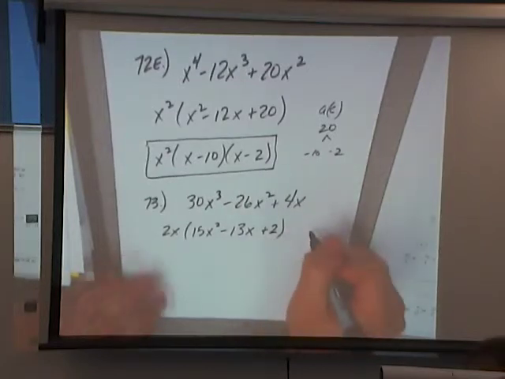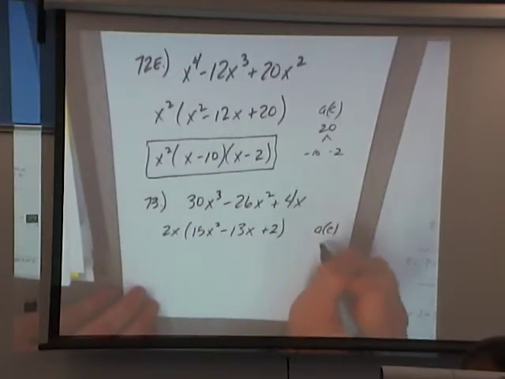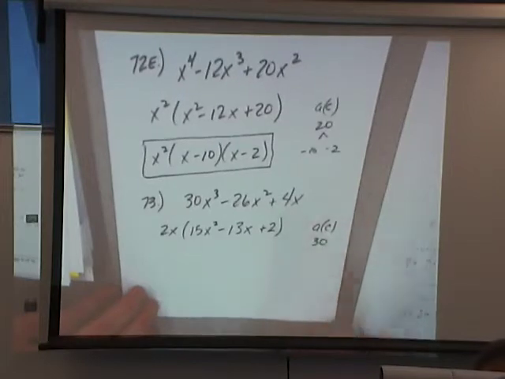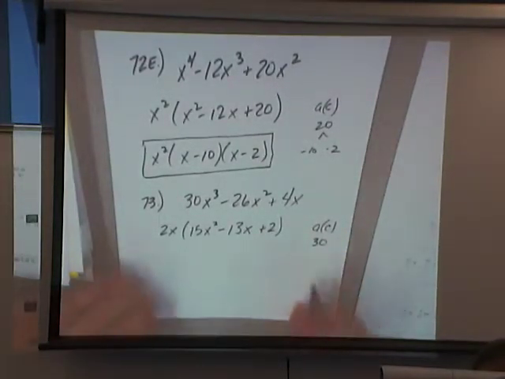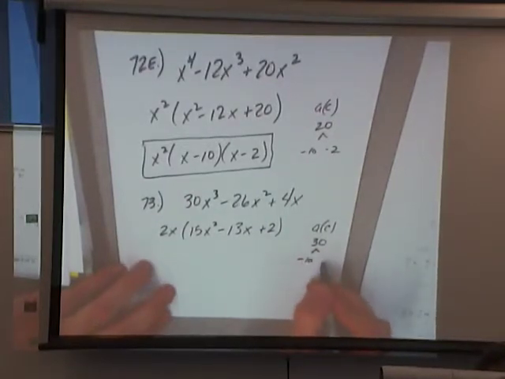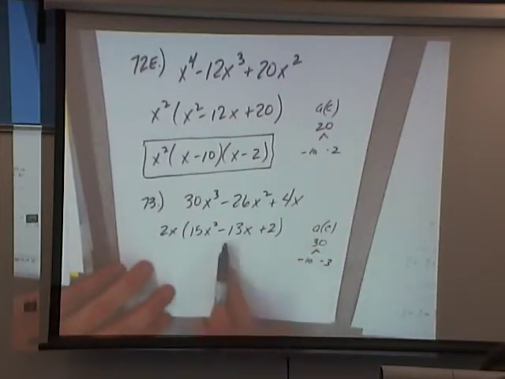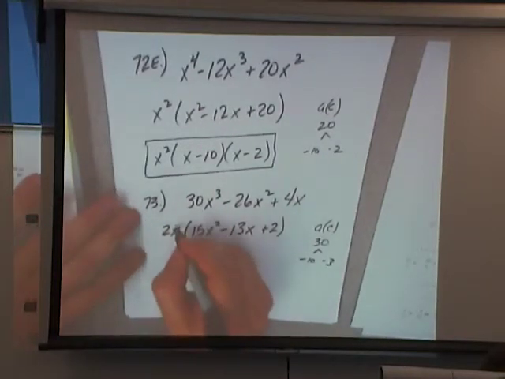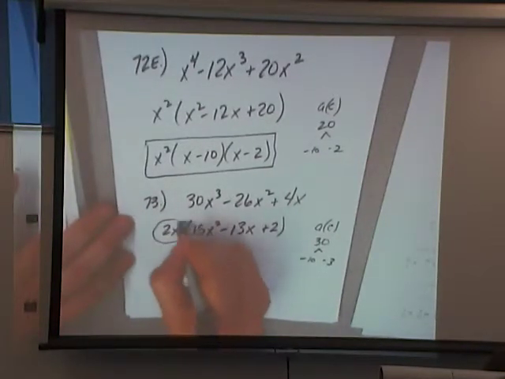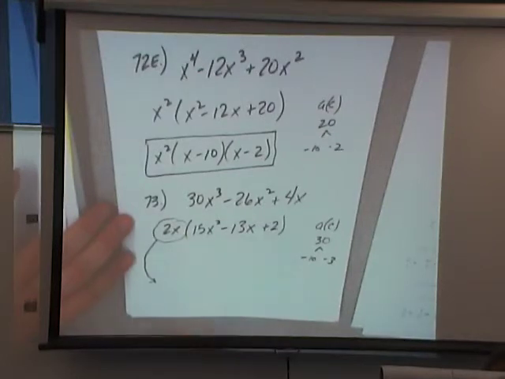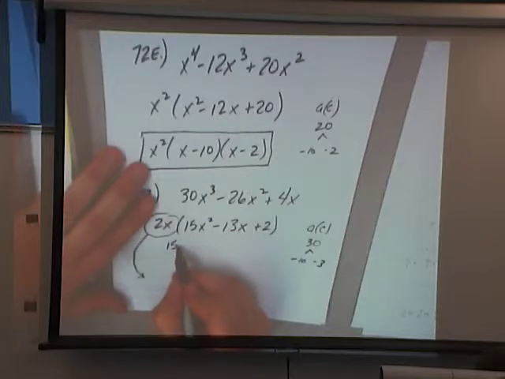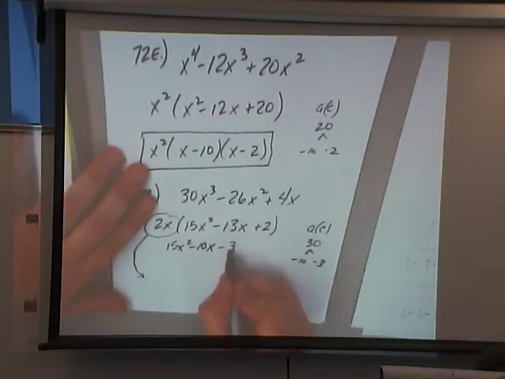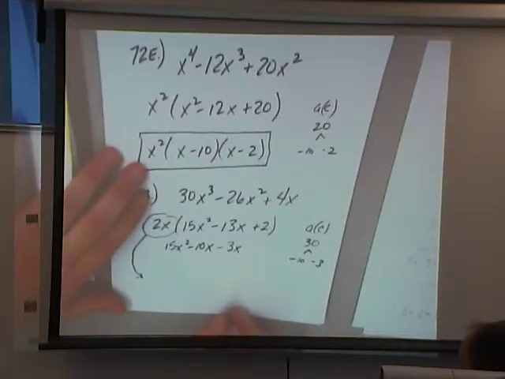This is a quadratic trinomial. Let's see if we can factor it. A times C would be 30. Two numbers, negative 10 and negative 3, right? So this 2 doesn't confuse me, I'm going to circle it and draw an arrow so I don't forget to bring it down later. So now I'm going to split this middle term. It'll be 15x squared minus 10x minus 3x and plus 2.